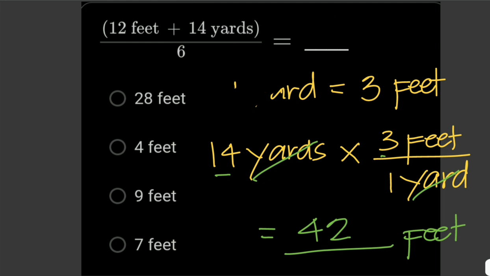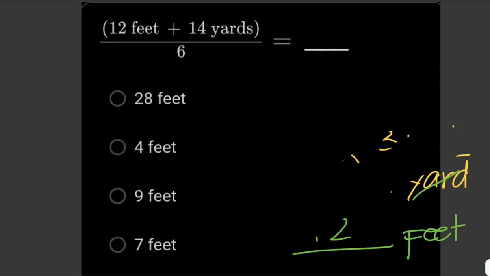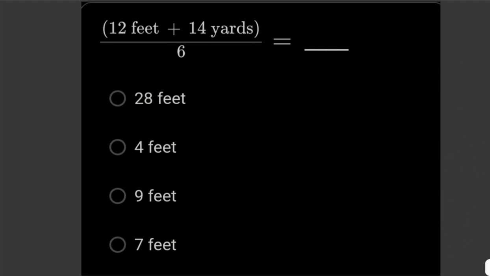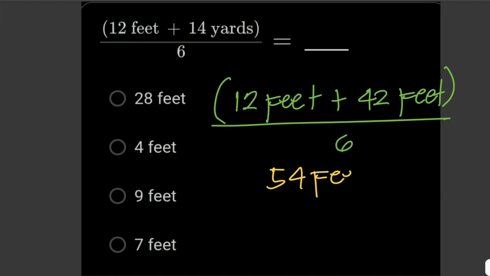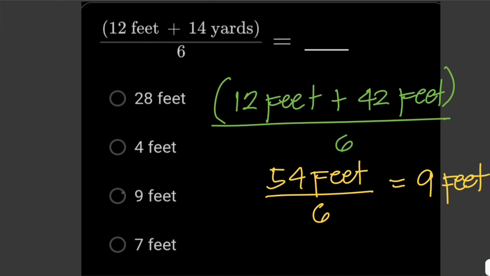Now we can write this problem as 12 feet plus 42 feet over 6. And this is just equal to 54 feet over 6. And 54 divided by 6 is just equal to 9. So this is just equivalent to 9 feet. So the answer here is this one.